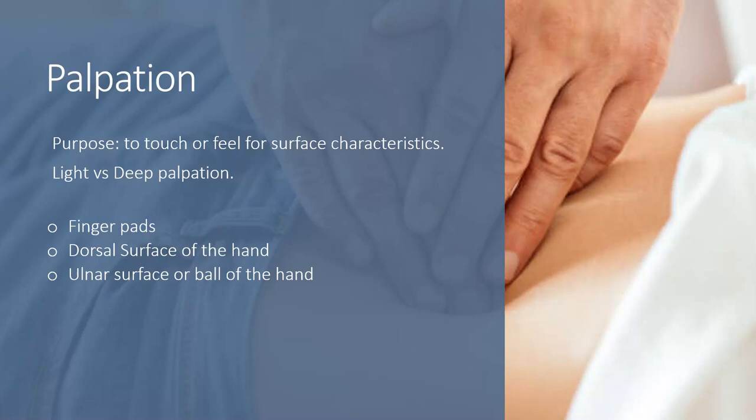The dorsal surface of the hand, or the back of the hand, is used to assess temperature. I'm sure, growing up you had maybe a parent or grandparent assess your fever and they used the back of their hand. This is because it's most sensitive to assessing temperature changes. The ulnar surface or the ball of the hand is used to assess for vibrations, fremitus or vibration of the body, and thrills, which are vibrations over the chest wall.